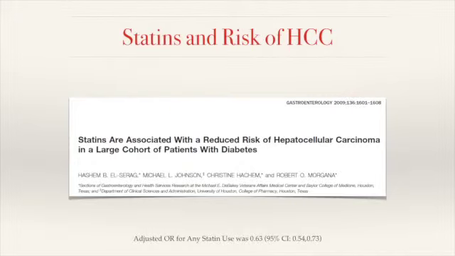Statins. A few years ago, we started the flood of statins in a study for hepatocellular carcinoma done in the VA.